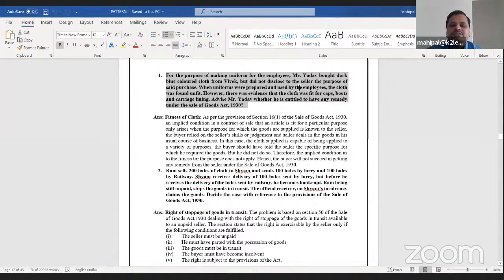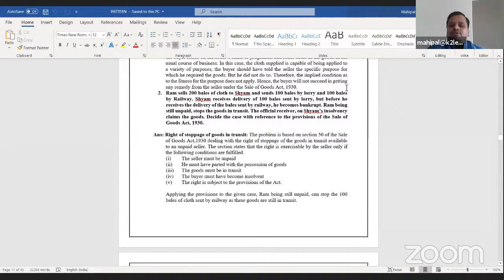Can we move on to the next? Ram sells 200 bags of cloth to Shyam and sends 100 bales by lorry and 100 bales by railway. Shyam received the delivery of 100 bales sent by the lorry, but before the receipt of delivery of the balance sent by the railway, he becomes bankrupt. Ram, being still unpaid, stops the goods in transit. The official receiver of Shyam's insolvency claimed the goods. Decide the case with reference to the provisions of Indian Contract Act.